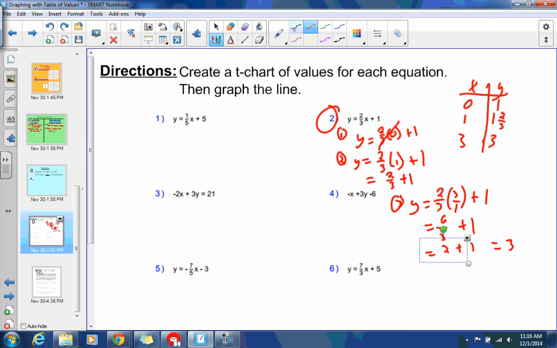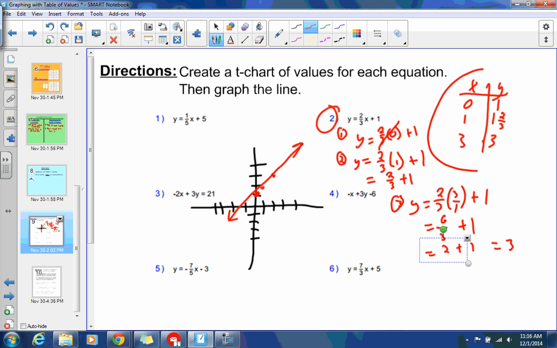But when you graph that, I want you to know, taking a look at a graph, and now this is just a rough graph, you're going to plot the points 0, 1: 0 over, 1 up, right there. 1 over, 1 and 2/3 up, so 1 over, and then somewhere between 1 and 2 here. So it's about right there. And then 3 over and 3 up. And you look, it does look like it's going to make a line. Okay, it's not perfect, but that's what it should look like.